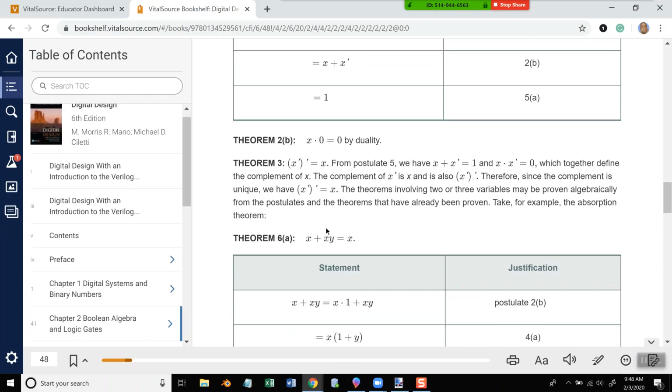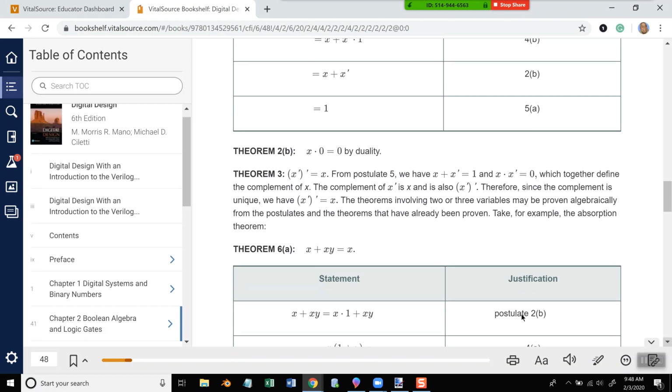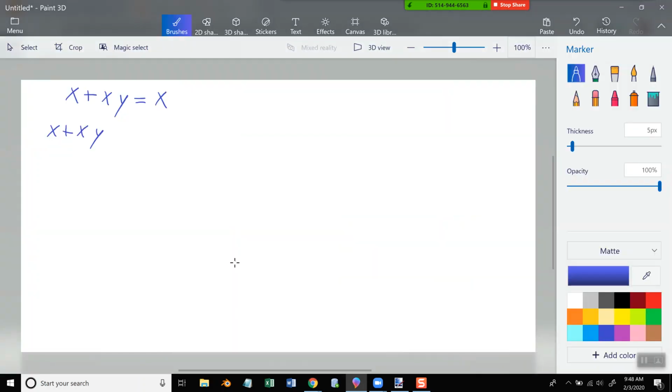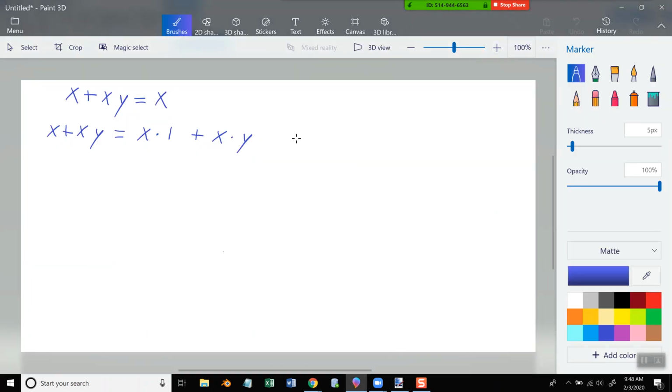Okay, cheating, step one. Never thought of that in 10 years. So put a times 1 with the x. Okay. So just automatically put a 1 with something based upon postulate 2b in terms of multiplication or and.